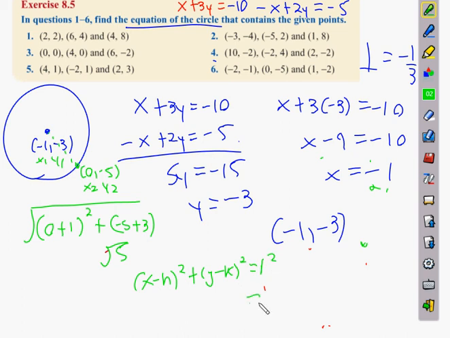So r squared is going to be 5, and the other one is going to be, remember h, k? X plus 1, was it? X plus 1 squared plus y plus 3 squared equals 5. Don't be surprised in the back of the book if they had that squared out and presented in the general form.